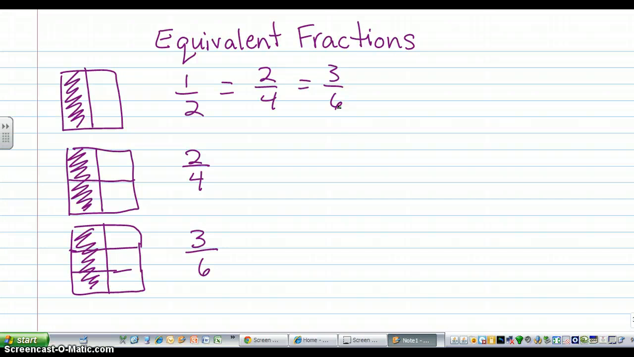Okay, so how do I get from 1/2 to equal 3 sixths? Well, I multiplied the numerator and the denominator both by the same number. I multiplied the top by 3 and the bottom by 3, and I got 3 sixths. So you can see that they are the same, and this is how you make them the same, by multiplying the numerator and the denominator by the same number.